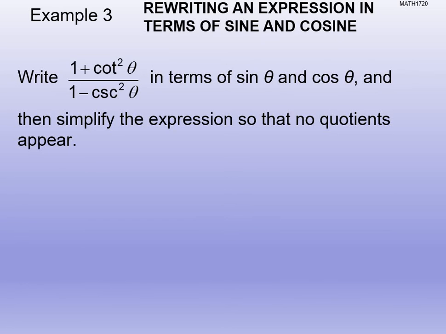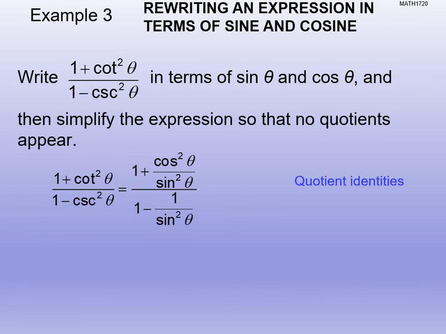Alright, so first step here is to rewrite both of those. So write cotangent squared as cosine squared theta divided by sine squared theta, and rewrite cosecant squared theta as 1 over sine squared theta. Now we have to do a little algebra trick of how we clear the denominators. I can multiply the numerator and the denominator by sine squared. Okay, I'm just multiplying by 1.